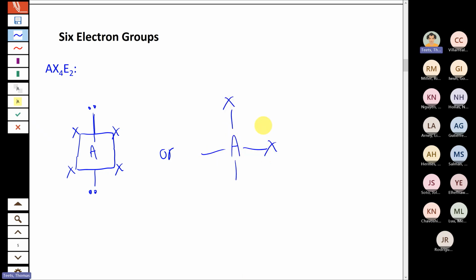In this orientation, you can't easily show the lone pairs, but there would be one coming out of the board straight at you, and one going back away from you. So lone pairs would be implied in this case. They're still there. They're not missing. But in this orientation, you can't easily draw them because they're exactly perpendicular to the page. But it makes it easy to see what we call this geometry, which is square planar.